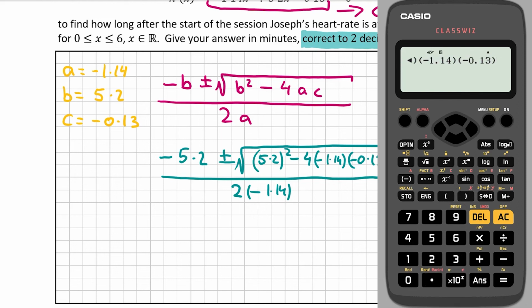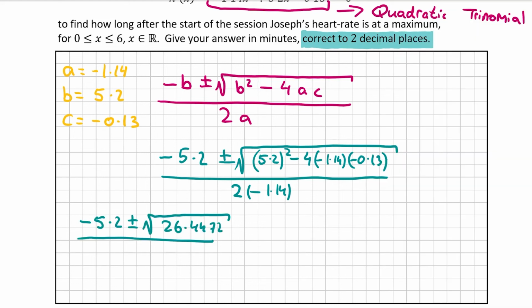This gives us what's underneath the square root sign, and it's 26.4472. So we have minus 5.2 plus or minus the square root of 26.4472, all over 2 by minus 1.14. You can probably work that out without a calculator, but if you need one, use it. That should work out to minus 2.28.